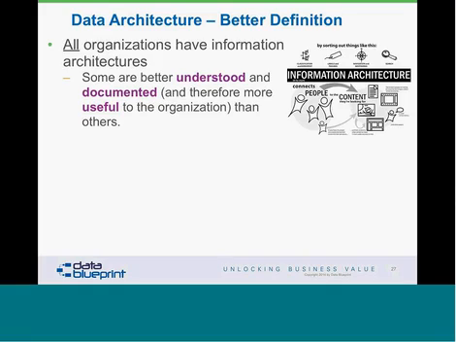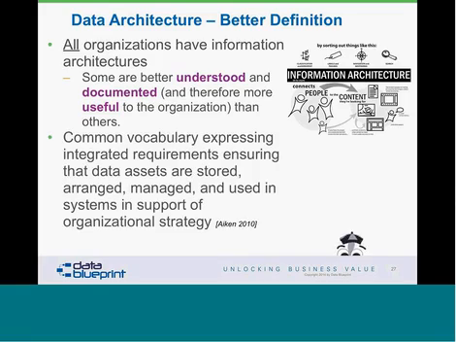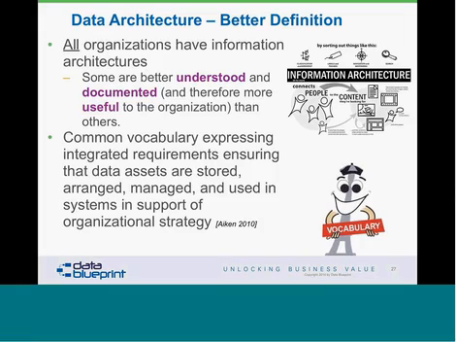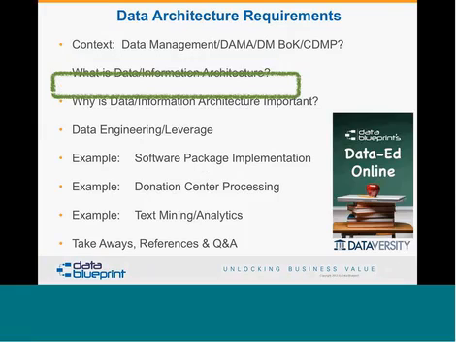So the way I like to describe an information architecture is to call it a common vocabulary for expressing integrated requirements, ensuring that the data assets are stored, arranged, managed, and used in support of organizational strategy. Now, there's a lot of definitions we've gone over. You're going to have to find one that works in your organization, but I suggest that starting out by saying, this is the vocabulary so that we speak the same language that our systems speak, is a really good short elevator speech if you do get caught in one of those situations where the boss looks over at you and says, what's going on?